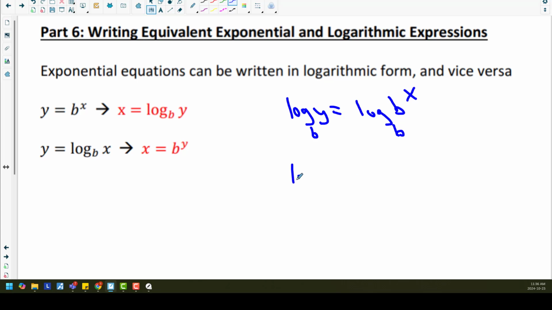Well, first things first, this is log base b of y. Nothing really to simplify here. The x comes in front, so we have x log base b of b.